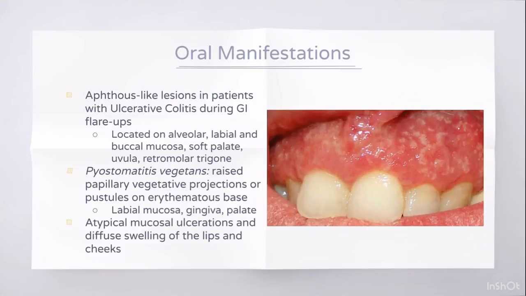Pyostomatitis vegetans presents as raised papillary vegetative projections or pustules on an erythematous base, usually located on the labial mucosa, gingiva, and the palate, which is in the picture you see right here to the right. We also see atypical mucosal ulcerations with diffuse swelling of the lips and cheeks.